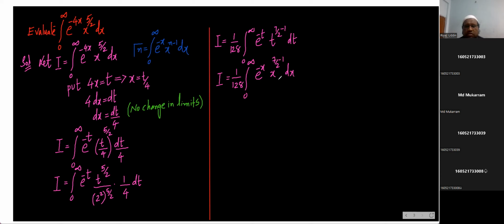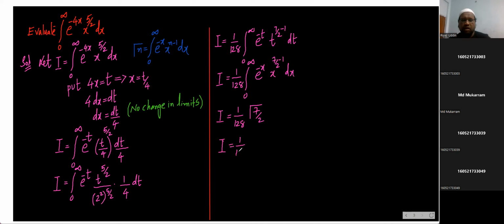Compare with our standard result, the gamma function, and tell me the value of n here. It is 1 by 128. This is as it is. Here n is 7 by 2, so we get gamma of 7 by 2. This is I equals 1 by 128 times gamma of 7 by 2.